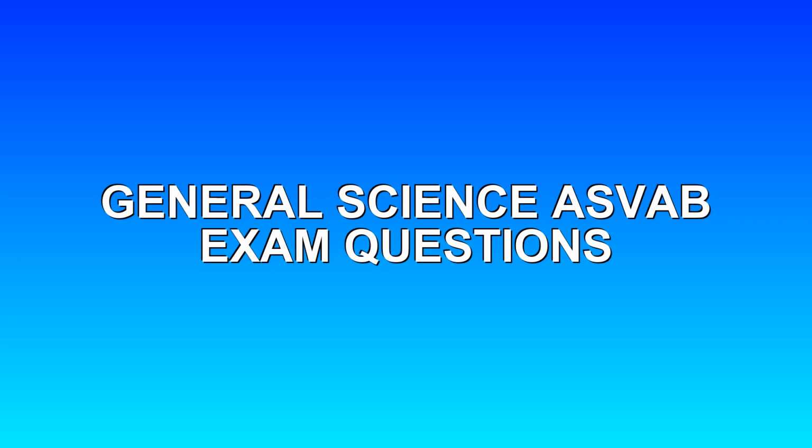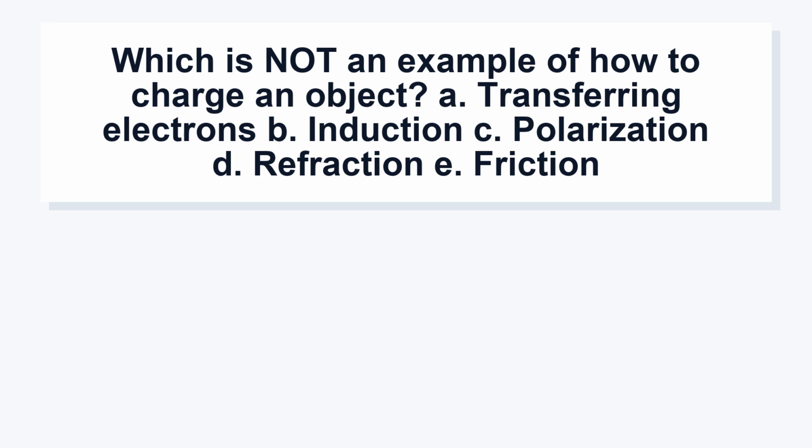General Science ASVAB exam questions. Which is not an example of how to charge an object? A. Transferring electrons. B. Induction. C. Polarization. D. Refraction. E. Friction.